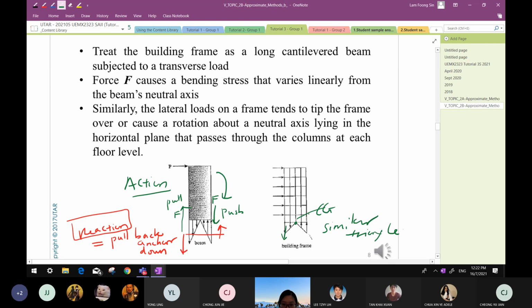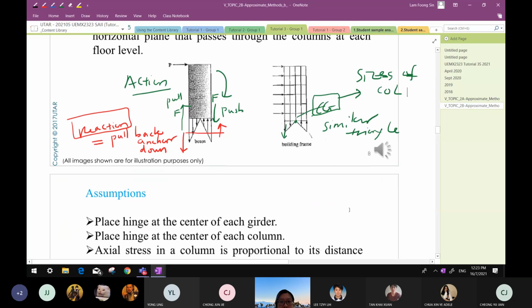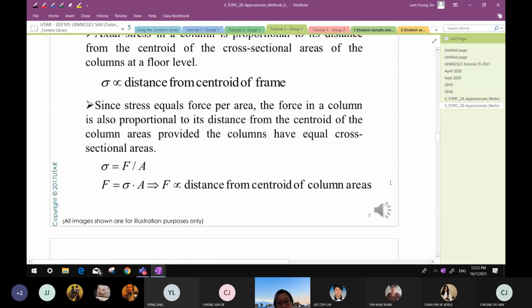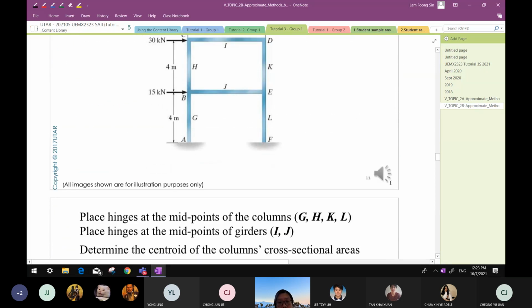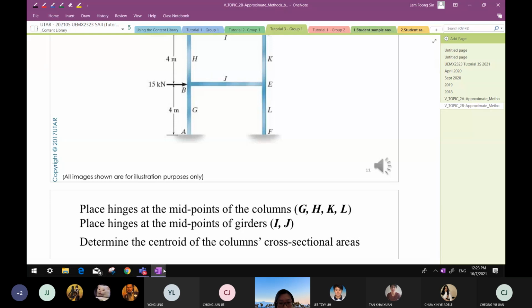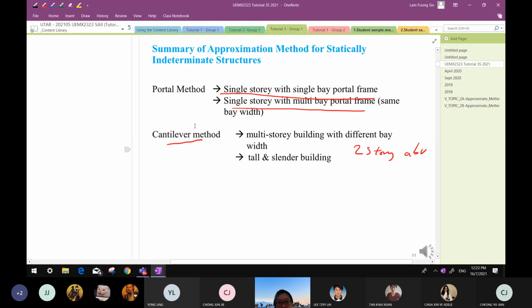Okay, I want to find the centroid. So the CG is also based on the sizes of a column. The bigger the column, the more your CG will move towards the bigger column. If the columns are the same size, then the CG will be in the middle. Okay, so that's what we have done here.